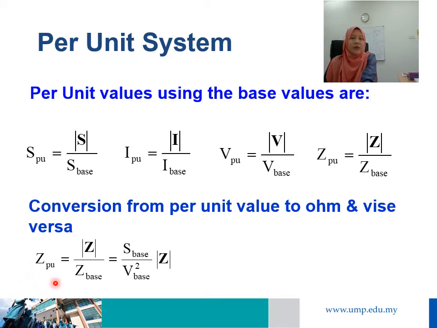For example, the per unit impedance is equal to the actual impedance divided by the base impedance, which is also equal to the base power divided by V base squared multiplied with the actual impedance. And we can also calculate the actual impedance as the base impedance multiplied with the per unit impedance, which is also equal to the base voltage squared divided by the base power multiplied with the per unit impedance.